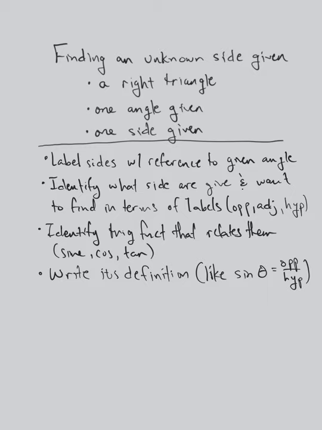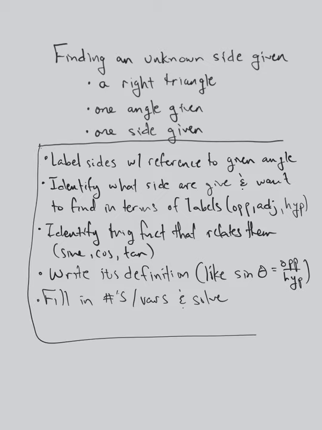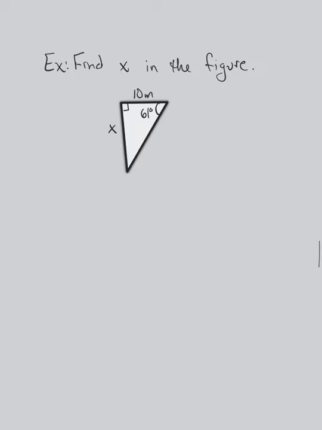All right, like that. And then once you have that, then you just fill in numbers and variables and solve. And you can always solve these as a proportion. Some of you that are a little quicker will see shortcuts as you do some of them. But those are the steps right there. Okay, and so whenever we want to find a missing side, given that it's a right triangle and we're given a side and an angle, we can follow those steps and we can always find what we're looking for.